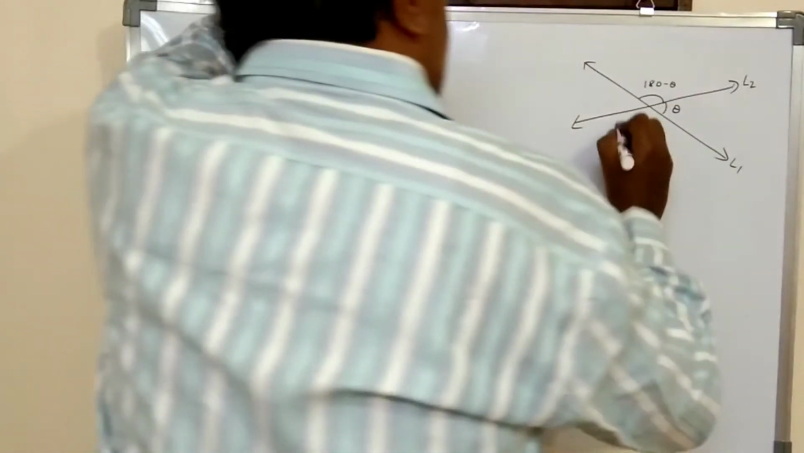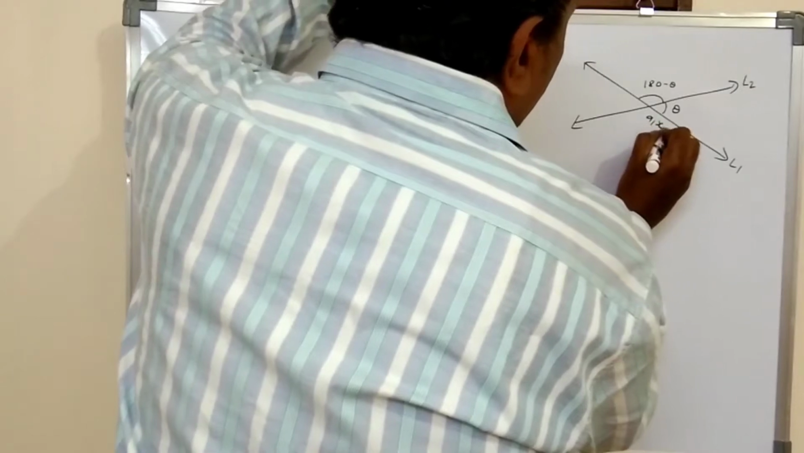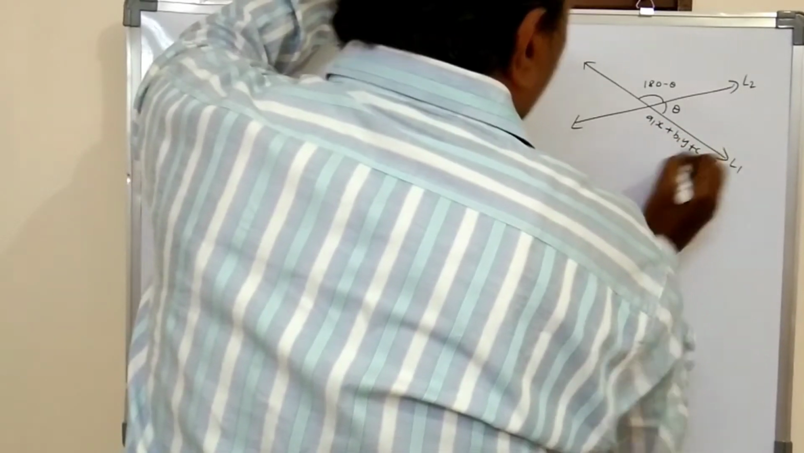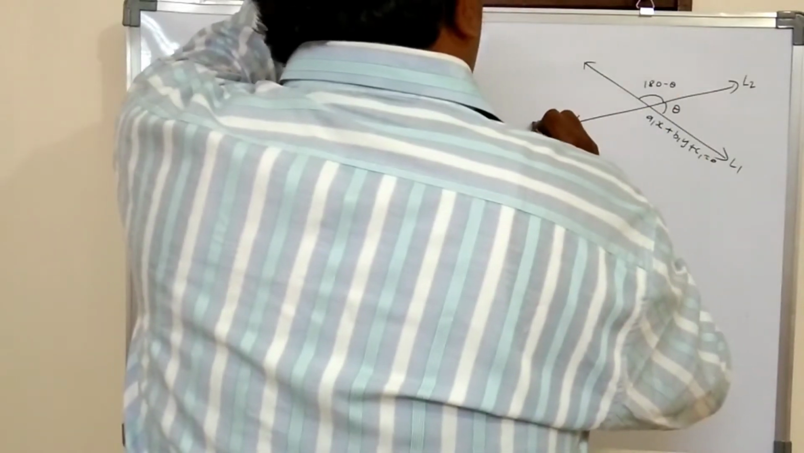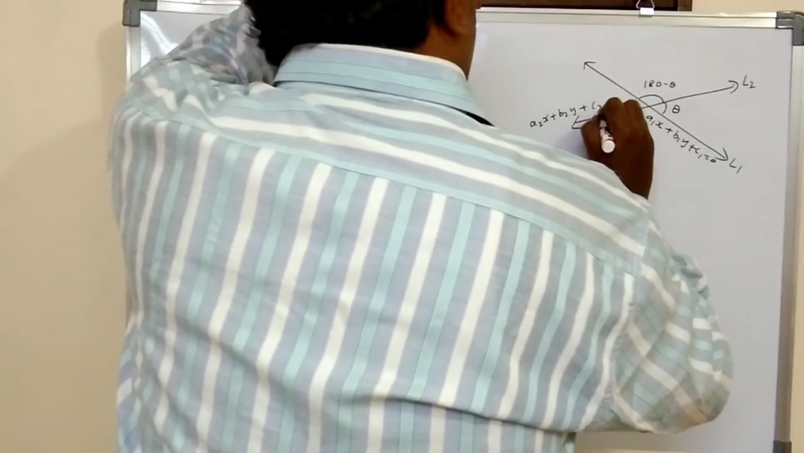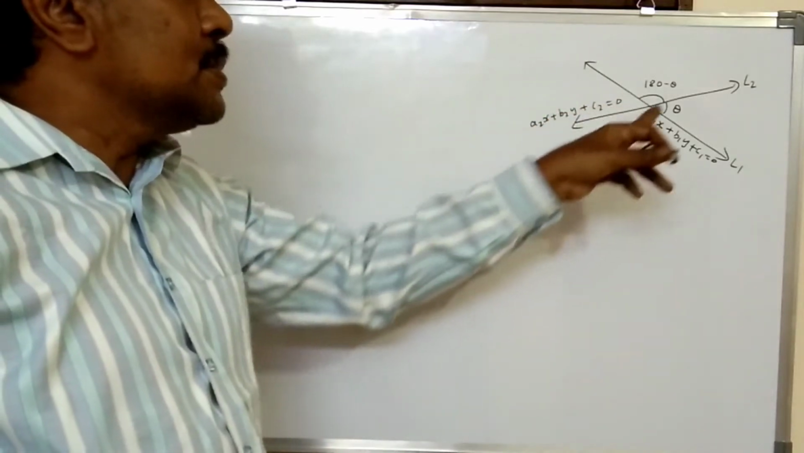Now the general form of this L1 will be A1x plus B1y plus C1 is equal to 0. L2: A2x plus B2y plus C2 is equal to 0. So this is the equation of L2. Now how to find the angle between these two lines?